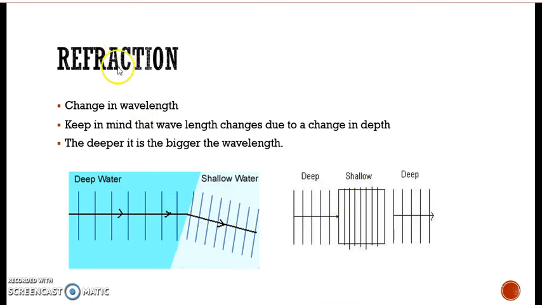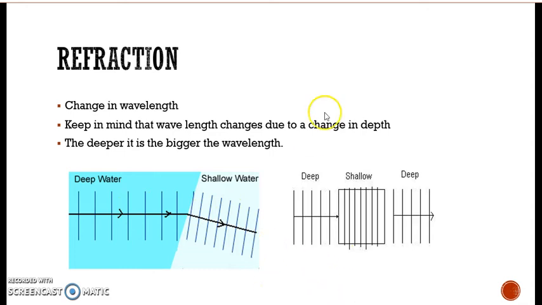Refraction can also be a change in direction, but it's not always a change in direction. It's usually just a change in wavelength, but people make that mistake all the time. So for example here, there's deep water and then suddenly shallow water, but if it's at an angle, then it will change direction. See, it becomes long wavelength, short wavelength, but it's also going in this direction.